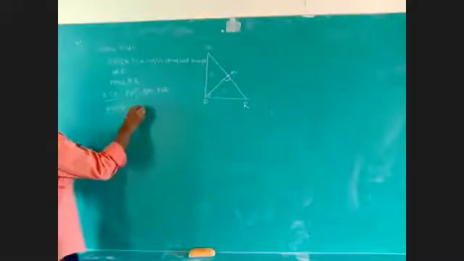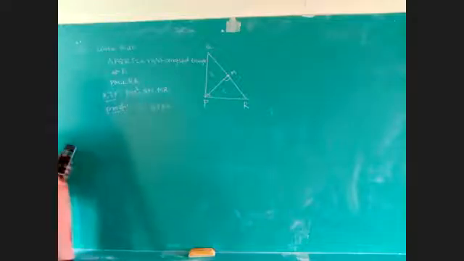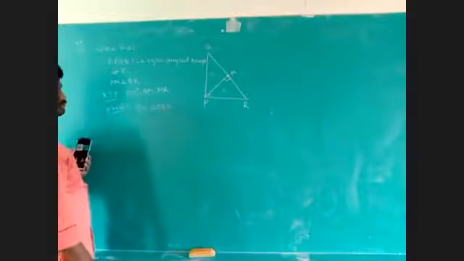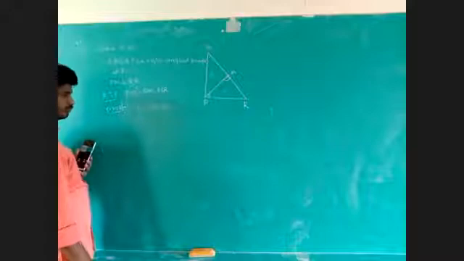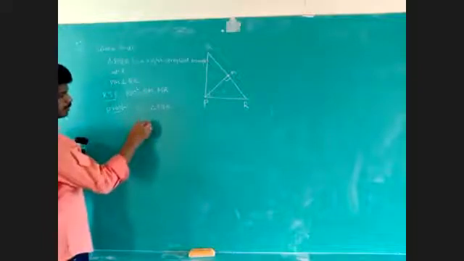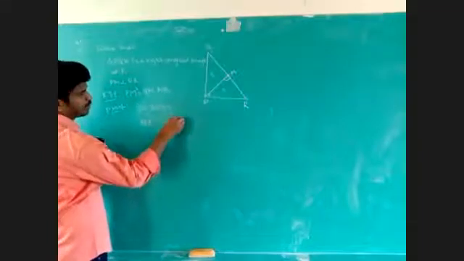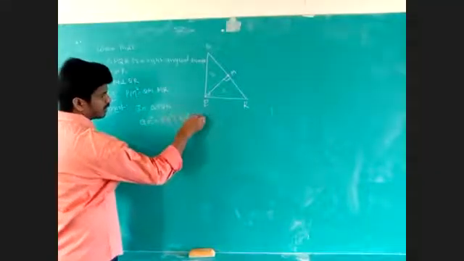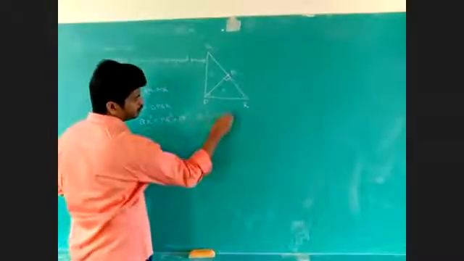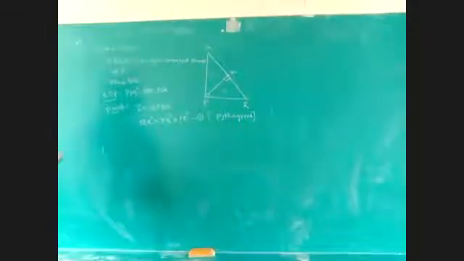In triangle PQR, take the big triangle. Triangle PQR is a right angle triangle at the point P. Then apply Pythagoras theorem. QR square is equal to PQ square plus PR square. Let us consider this as equation number 1, since Pythagoras theorem.